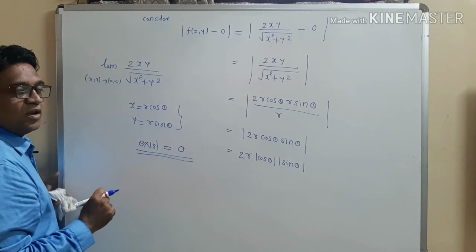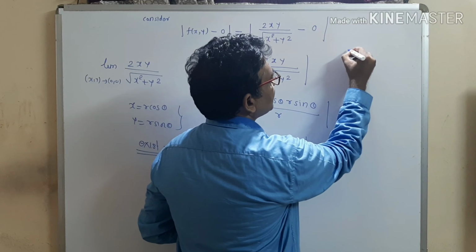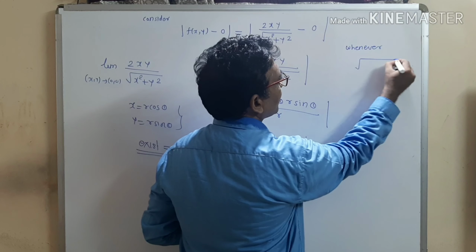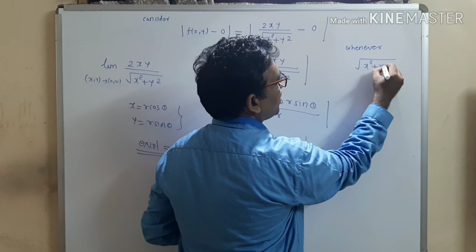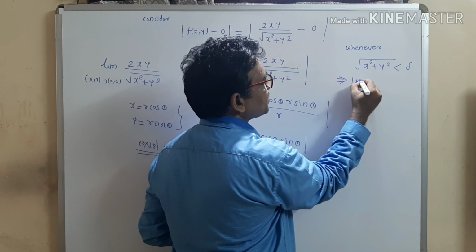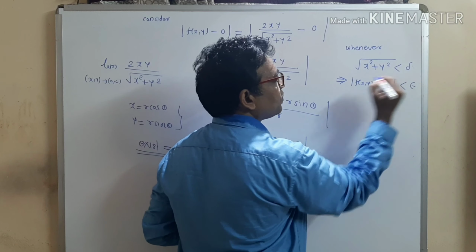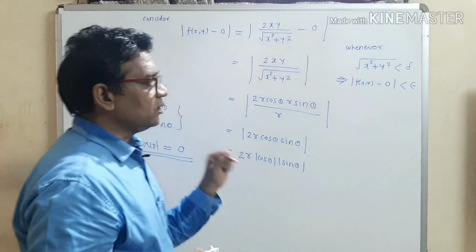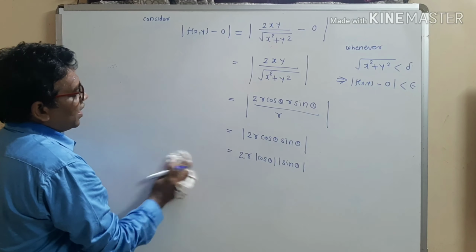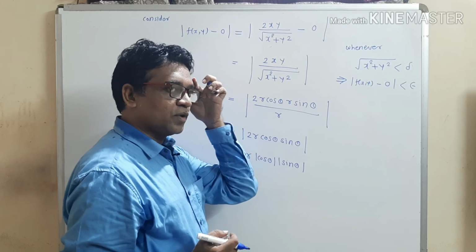How to show the 0 limit? For that we require the definition. So this is the definition. Whenever under root x square plus y square is less than delta, use this equation and prove that modulus of f(x,y) minus 0 is less than epsilon, then 0 is called the limit. So this is our last step. Okay, 2r into modulus of cos theta into modulus of sin theta.